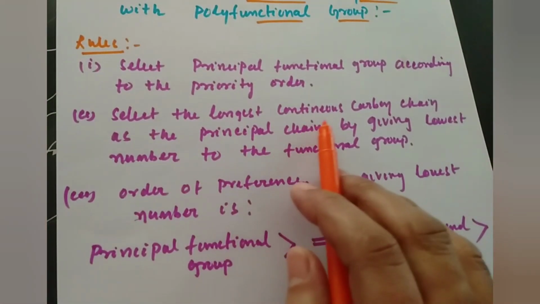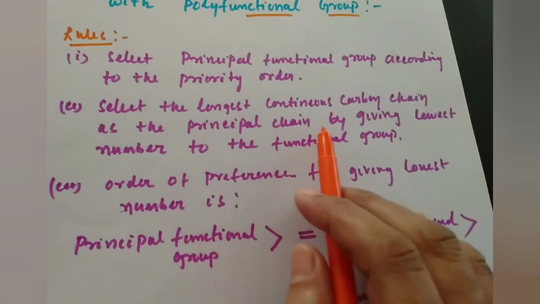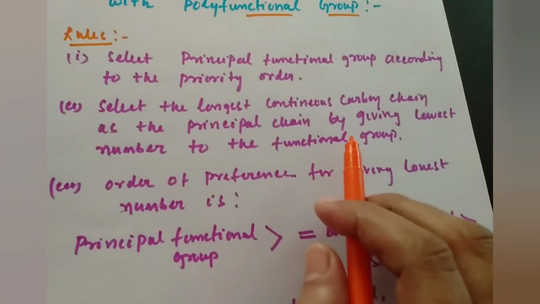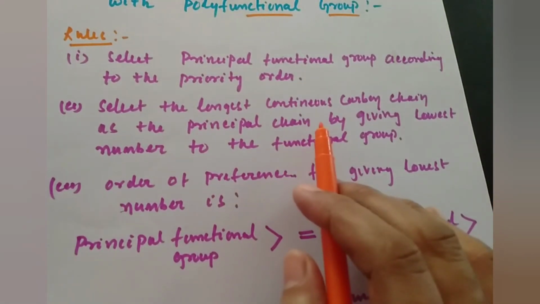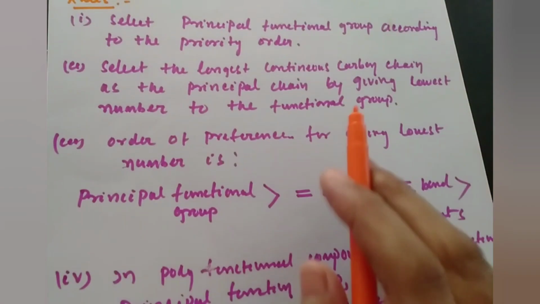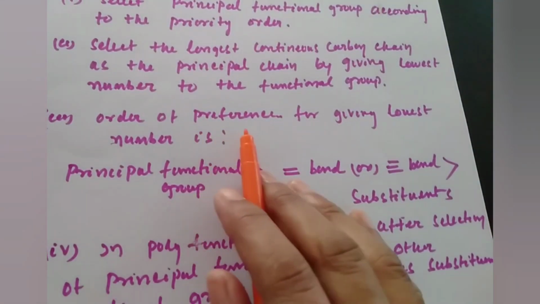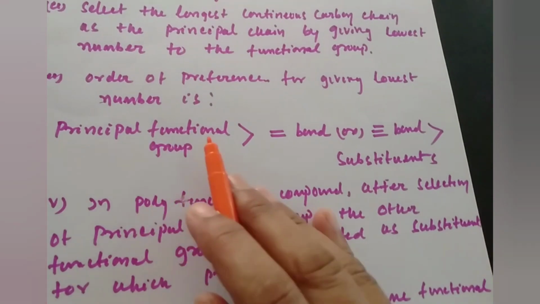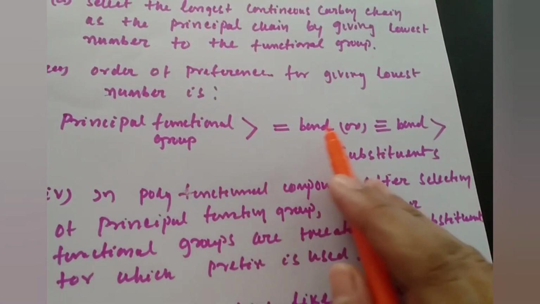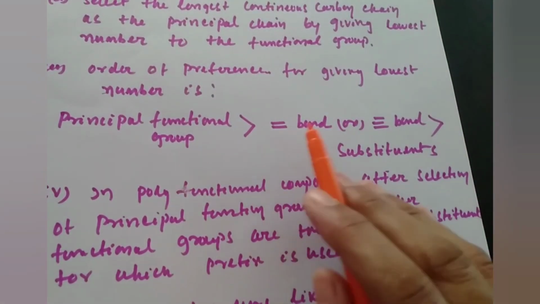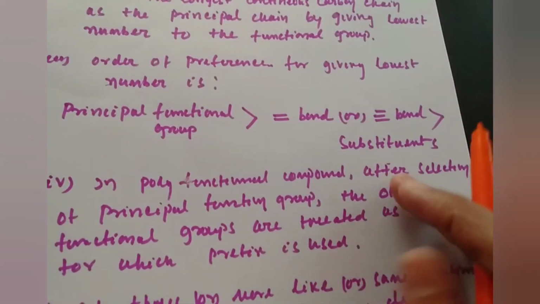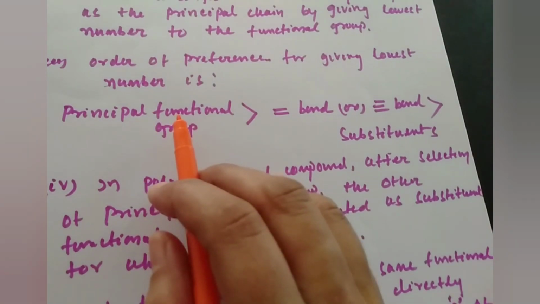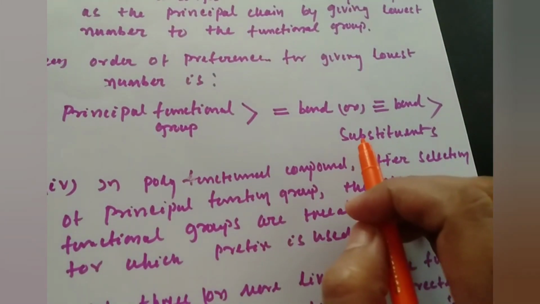Second, select the longest continuous carbon chain as the principal chain by giving the lowest number to the functional group. Now, the order of preference for giving the lowest number: suppose you have a principal functional group in a compound, and you also have multiple bonds, that is a double bond or triple bond, and substituents. Then how can you treat them? First of all, you give priority to the principal functional group, then multiple bond, then substituents.